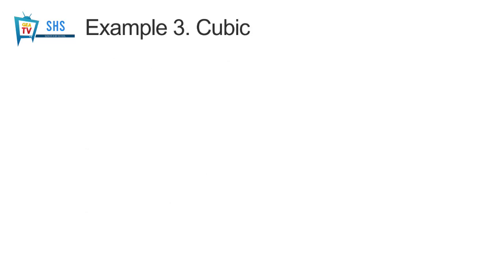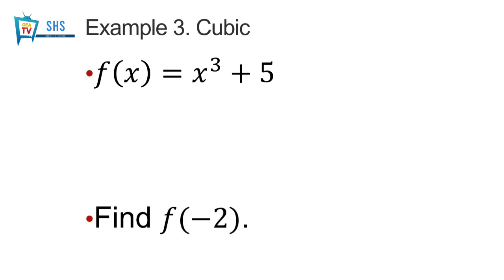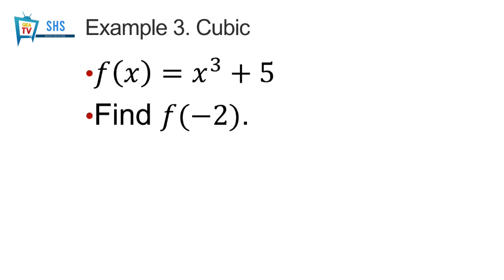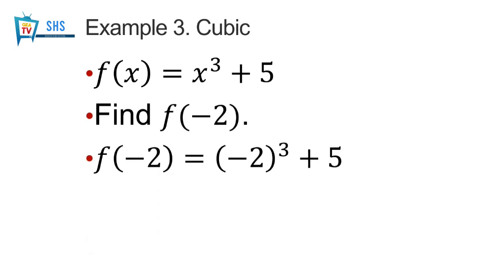Now in our third example, we have the cubic function. f of x equals x cubed plus 5. Let's find f of negative 2. f of negative 2 equals a quantity of negative 2 cubed plus 5. So negative 2 cubed is equal to negative 8, plus 5. And find the difference of 8 and 5. So we get negative 3. So f of negative 2 of x cubed plus 5 is negative 3.